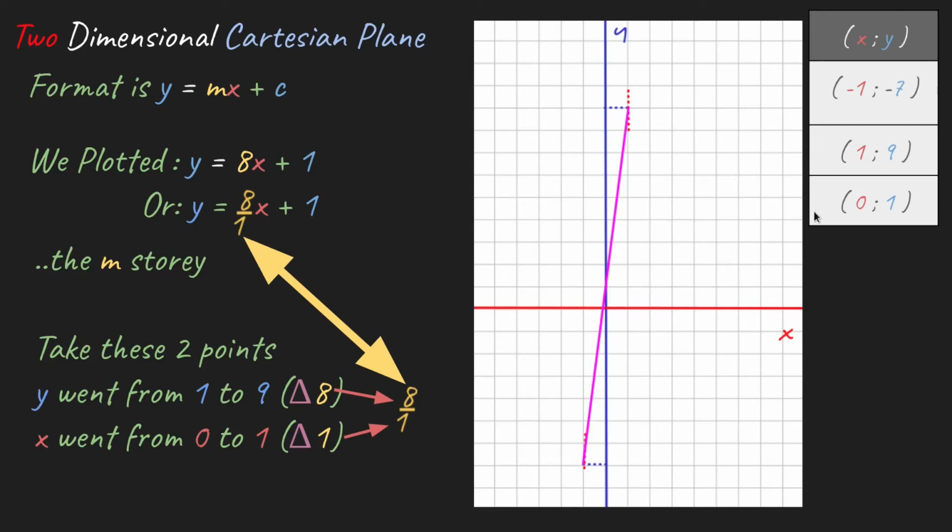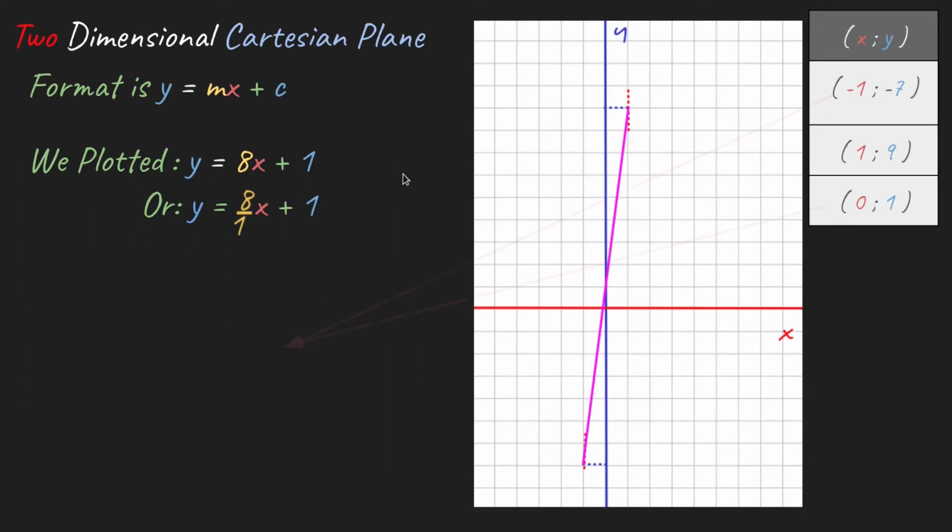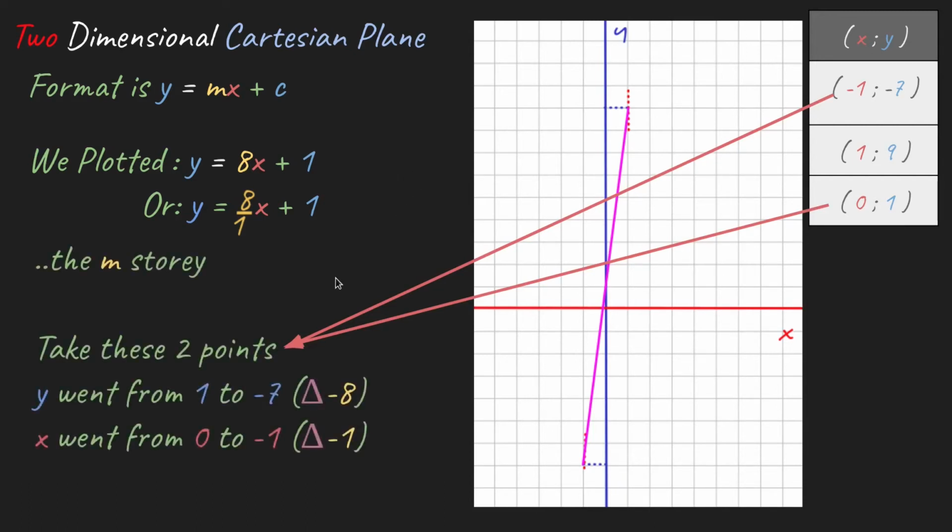Now, this must hold true for the comparison of any two of these points. We've compared the first two. Let's compare the next two. So if we draw the line from 1 to minus 7, let's go from 1 on y to minus 7 down here. The line is going down. So as this goes from 1 to -7, x goes from 0 to -1. Look at it again. If we go from 1 to -7 on the y-axis, we go from 0 to -1.